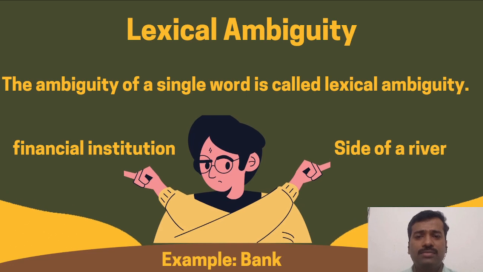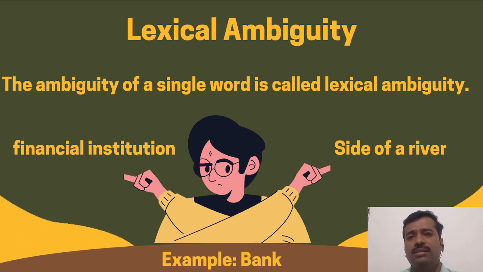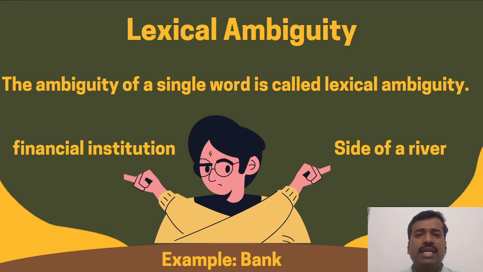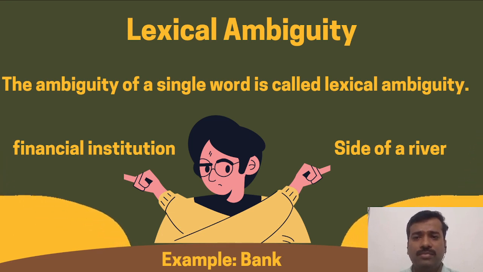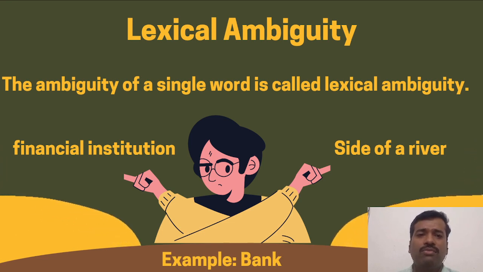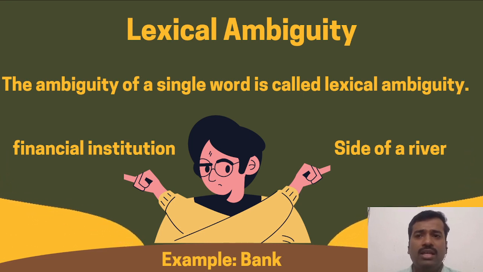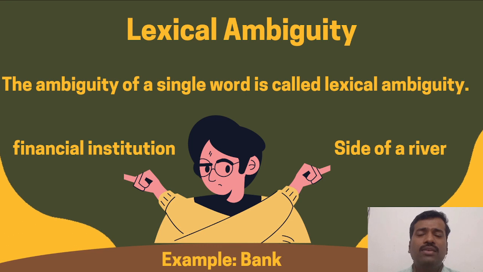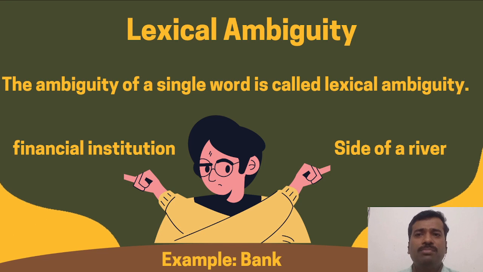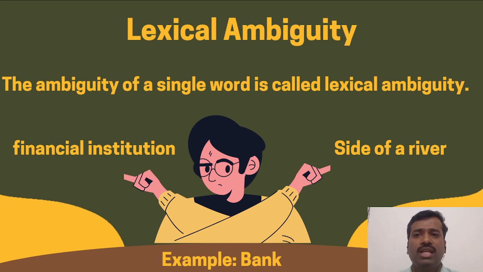Lexical ambiguity. Lexical ambiguity arises when a particular word has multiple meanings. For example, let's take the word bank. Bank could be a financial institution, or it could refer to the side of a river. So lexical ambiguity refers to the different meanings of a single word. The meaning of a word is based on the context or reference in which we are using that particular word.